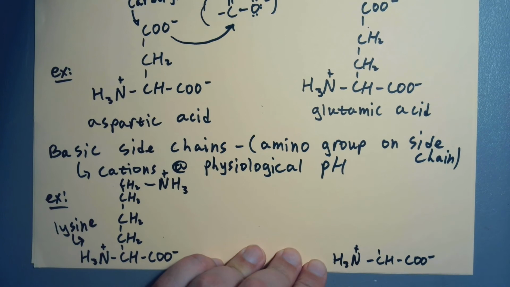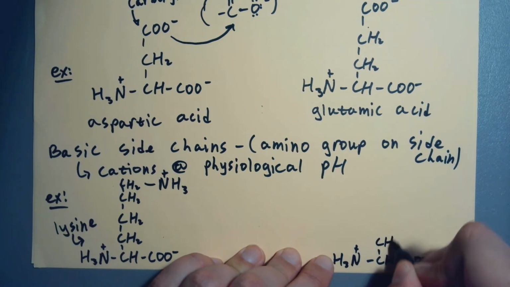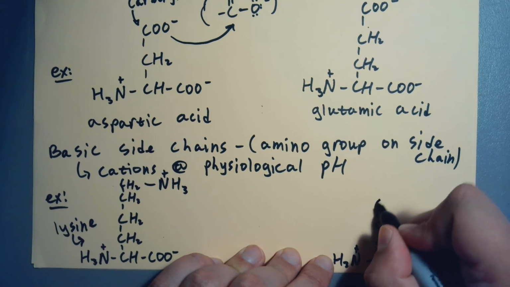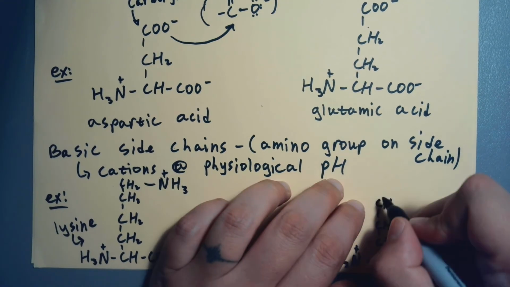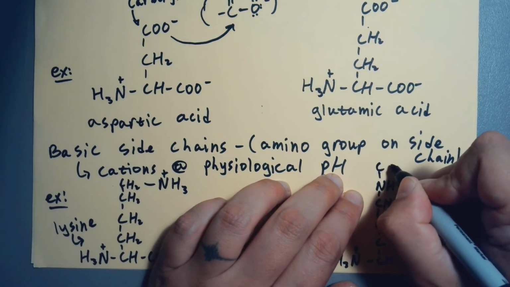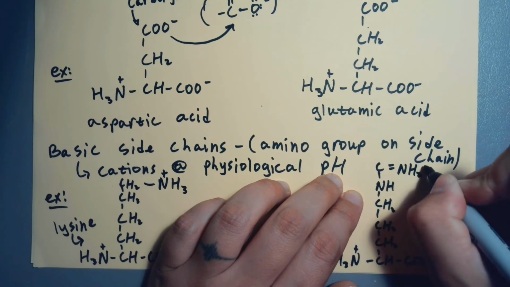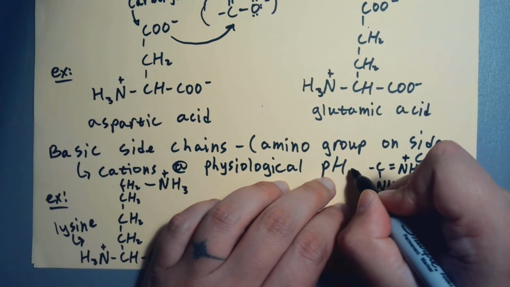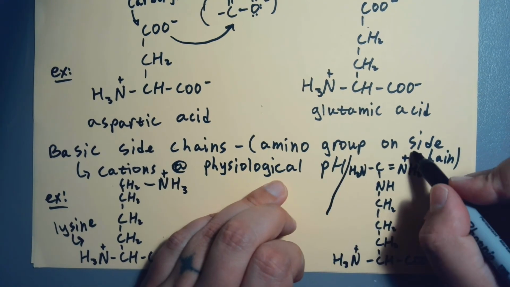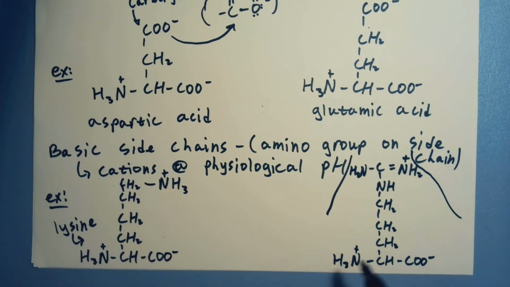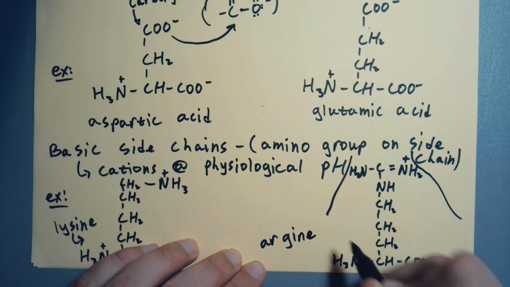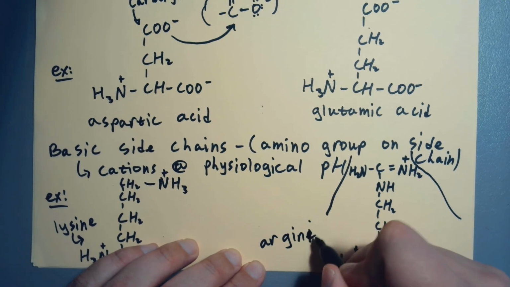Okay. I've got 1, 2, 3 CH2s. And you're thinking, well, you just fit 4. What's the big deal? Well, there's more on top of these. Then I've got an NH, and then that goes to a carbon, which is double bonded to an NH2 that's positively charged, and then it has an H2N as well. Okay, and this is known as arginine.